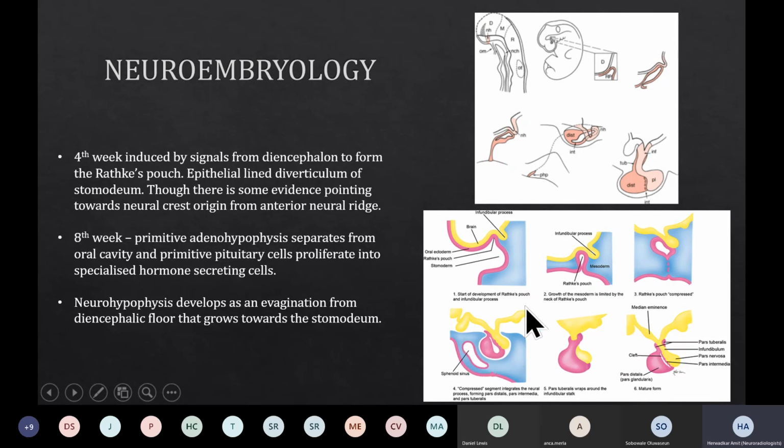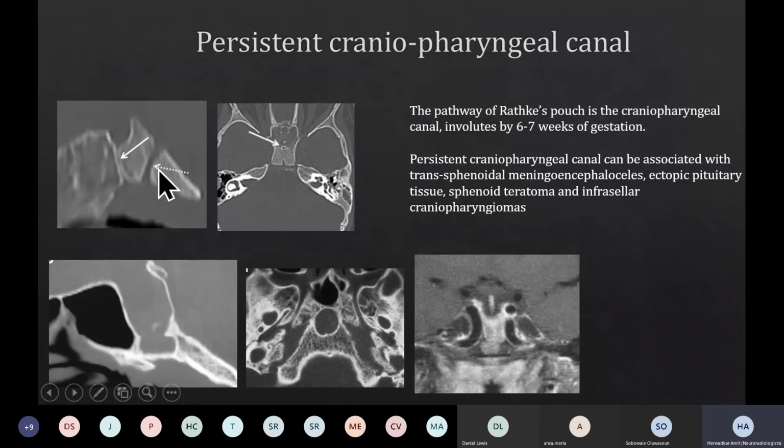So it's important to realize the diencephalic origin of the posterior pituitary and the stomatodium origin of the Rathke's pouch and the anterior pituitary. So this is a postnatal CT scan now, mid sagittal, anterior, posterior. So this is the clivus over here, and these are the developing centers of ossification. So this is what we call as a basisphenoid. This is the basi-occiput. This is actually a synchondrosis where they have yet to fuse.